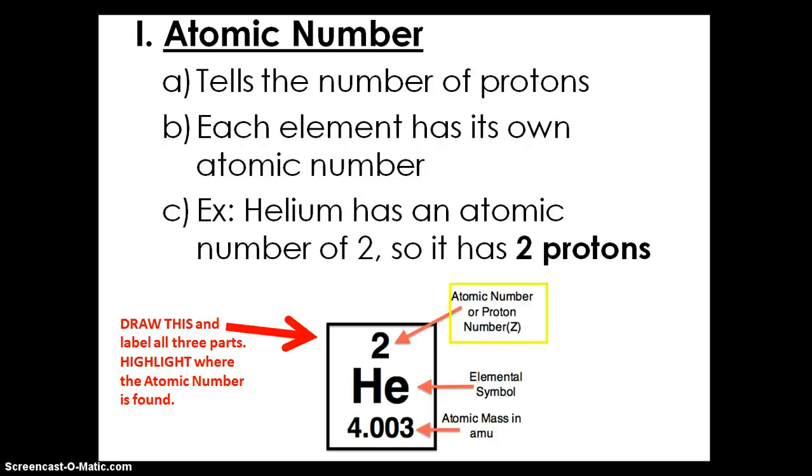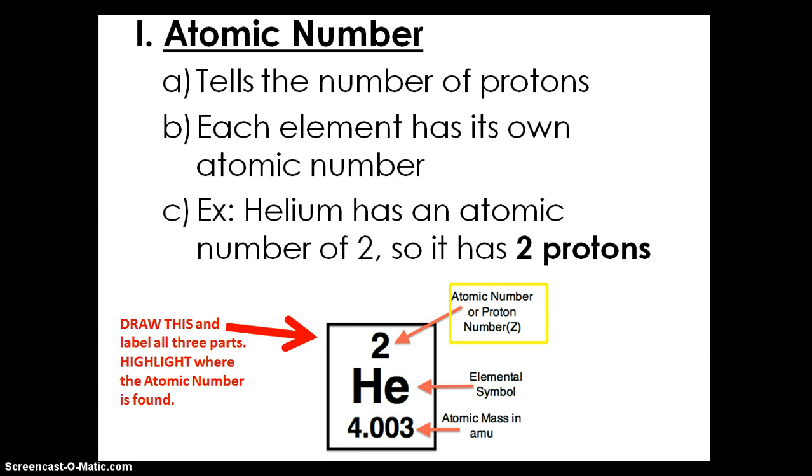Okay. Number 1, atomic number tells the number of protons. Each element has its own atomic number. So for example, helium has an atomic number of 2, so that means it has 2 protons. Draw this picture and label all 3 parts. Highlight where the atomic number is found.